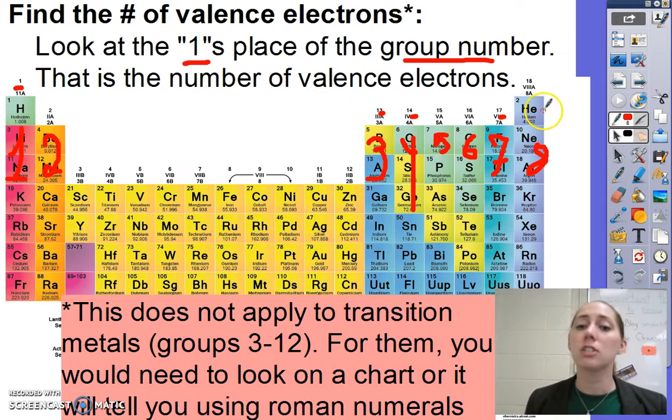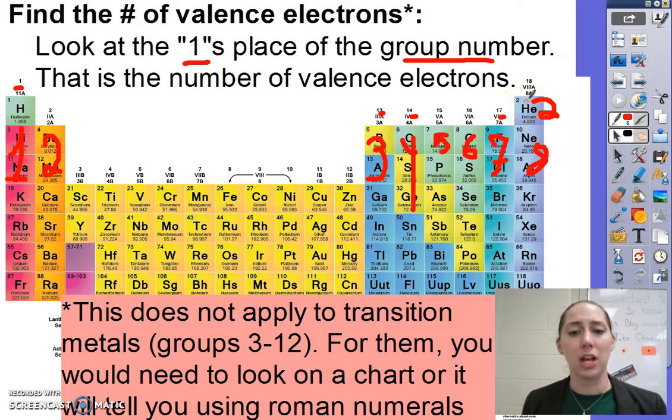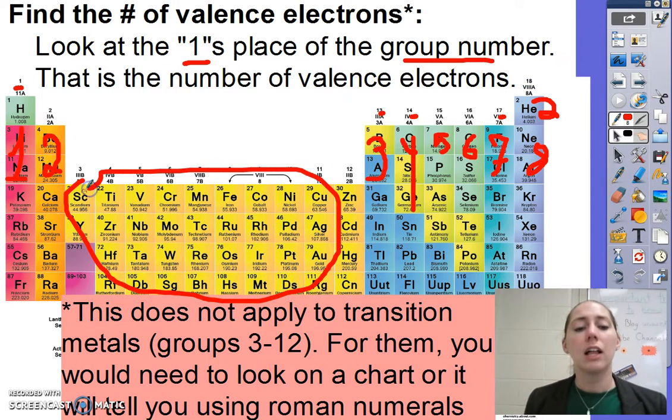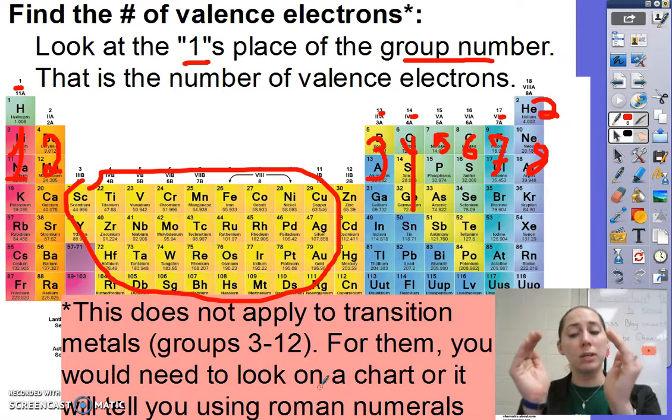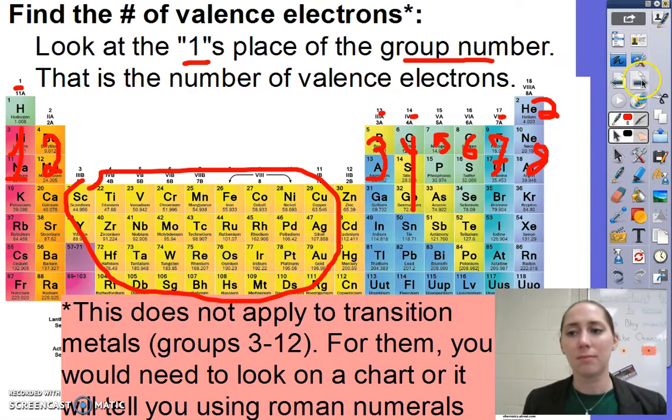But remember that first electron shell can only hold 2 electrons. So this just means it has a full electron shell. So helium technically only has 2, but it's still a full valence shell. Now, we skipped these transition metals because a lot of these have varying numbers of valence electrons. So to find it out, you'd look on a chart, or if you were looking at the chemical formulas, it would be written in Roman numerals behind it.